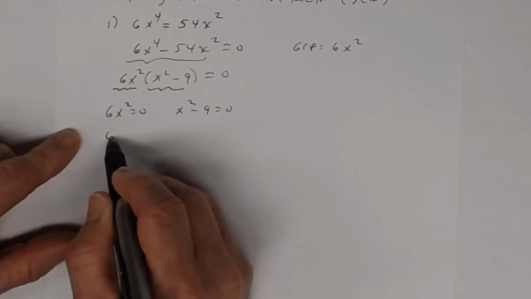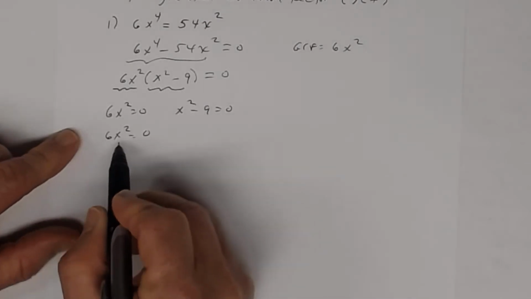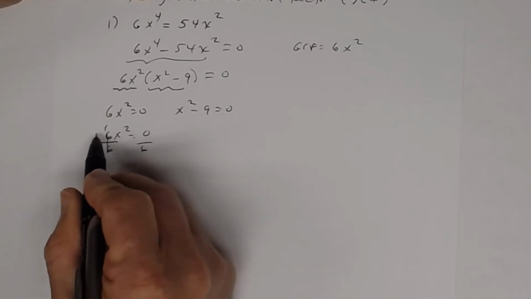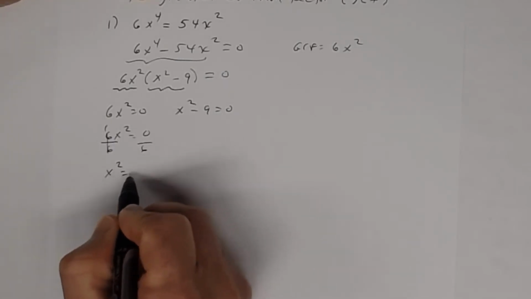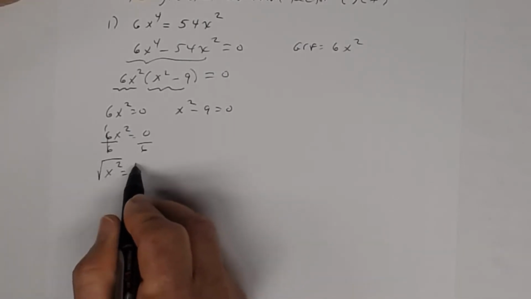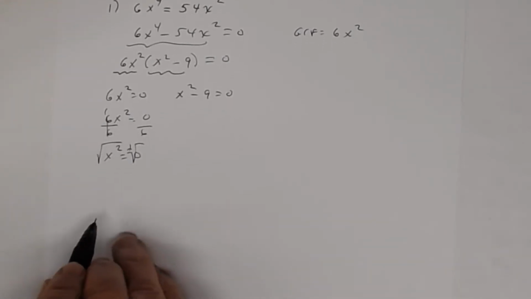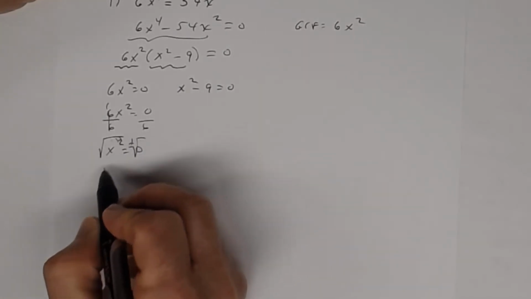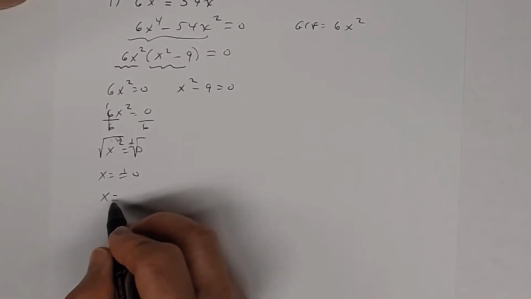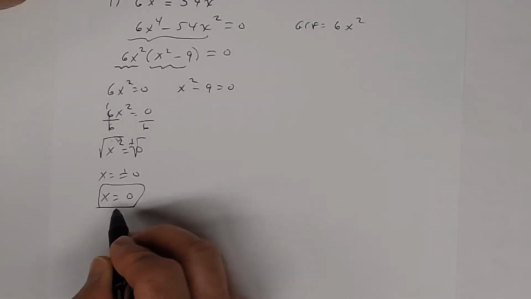But here's another way you could do this. You could get x by itself. You would divide both sides by 6, right? 6 divided by 6 is 1, so you get x squared equals, and then 0 divided by 6 is 0. Then you take the square root of both sides, so I'm going to get plus or minus, and you take the square root of both sides, and so you get x to be plus or minus 0, but plus 0, negative 0 is still 0, so you must write it as 0.